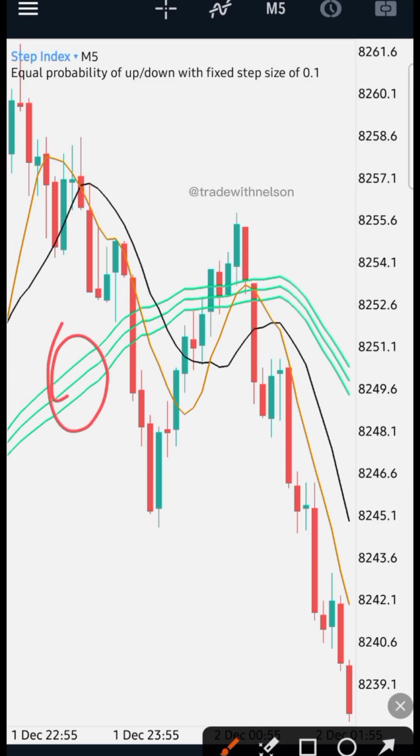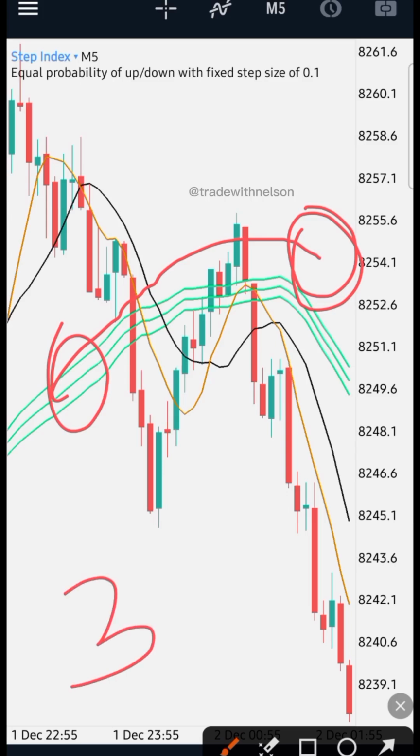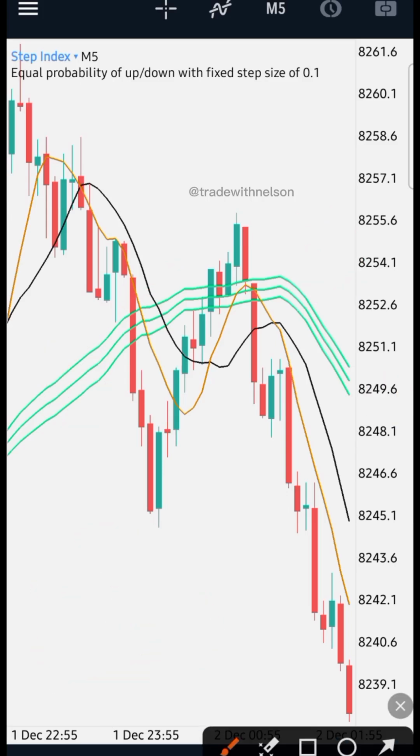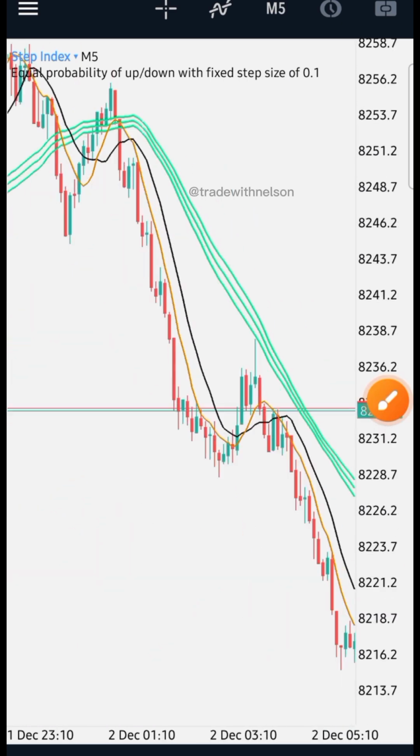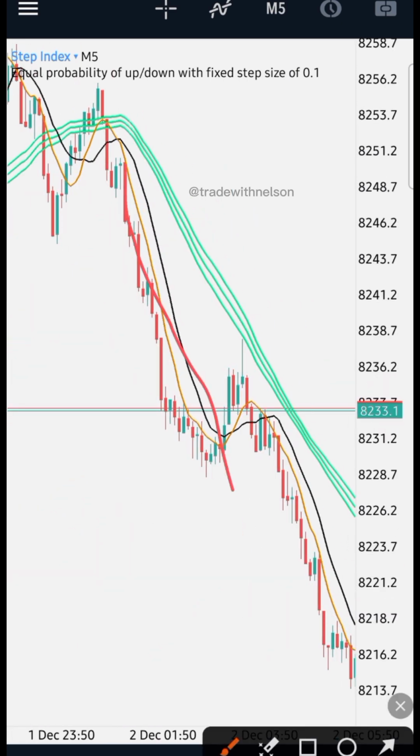The Bollinger Band has crossed to the other side of the market, that is the third confluence. Then the moving average crosses the first time, crosses the second time under the Bollinger Band, that is the fourth confluence. So immediately we have that, we enter a short.